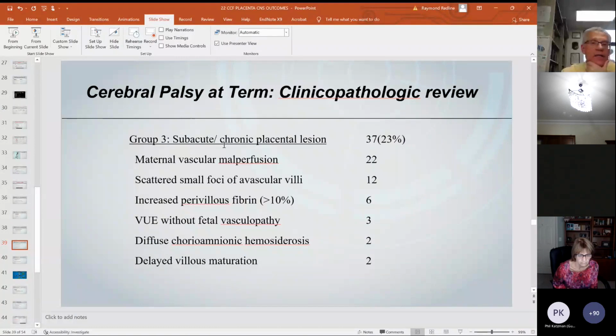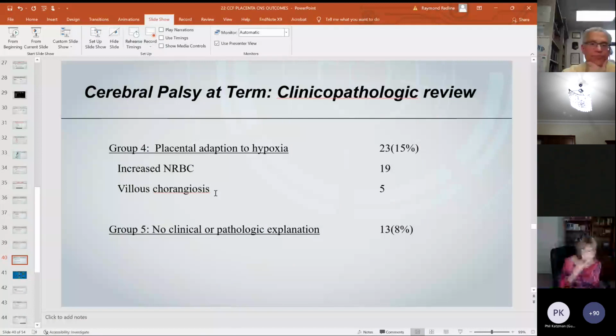Subacute or chronic placental lesions, another 23%. Maternal vascular malperfusion, this is a low-grade fetal vascular malperfusion, the fibrin, the transplant rejection. This is a chronic abruption, and this is the delayed villus maturation I pointed out in the first slide. And then the adaptation to hypoxia, increased nucleated red blood cells, chorangiosis, or an increase in placental capillaries without any other lesion, 15%. And when we went through this hierarchy, only 8% of cases were completely unexplained by the placenta.